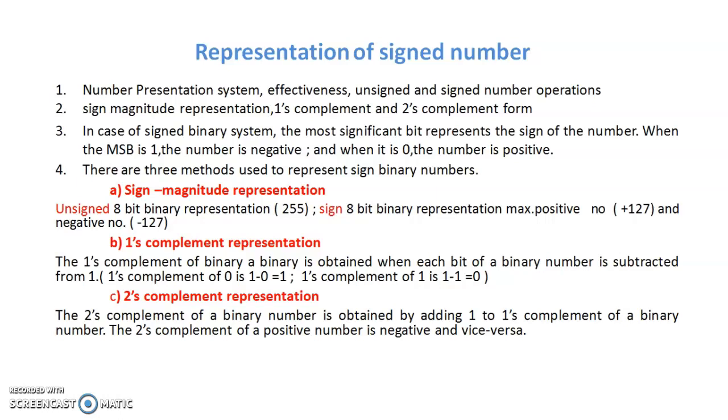So next is representation of signed numbers. In representation of signed numbers, the number is represented using binary. The first one is the signed magnitude representation. An unsigned binary number is represented using 8-bit binary representation, that is, value 255. For signed 8-bit binary representation, the maximum positive number is plus 127 and the negative number is minus 127.